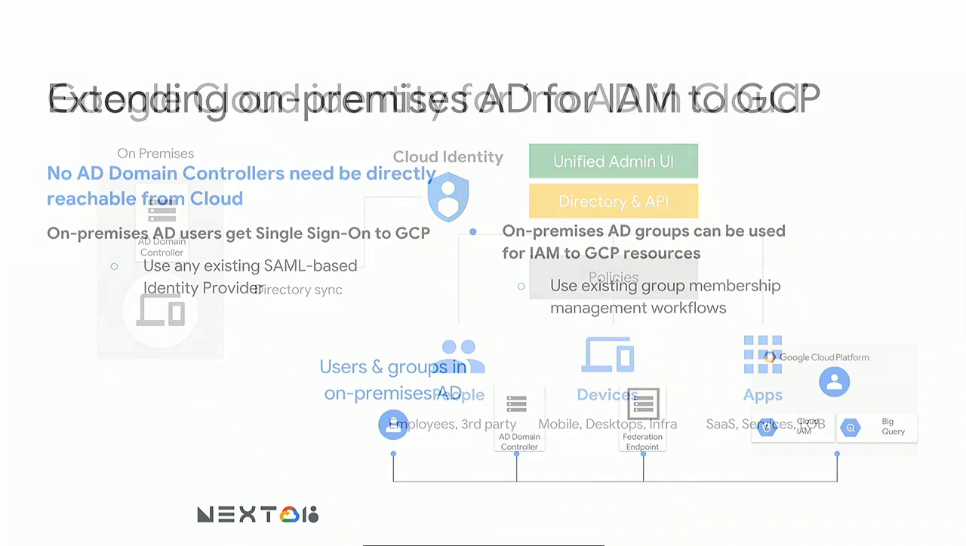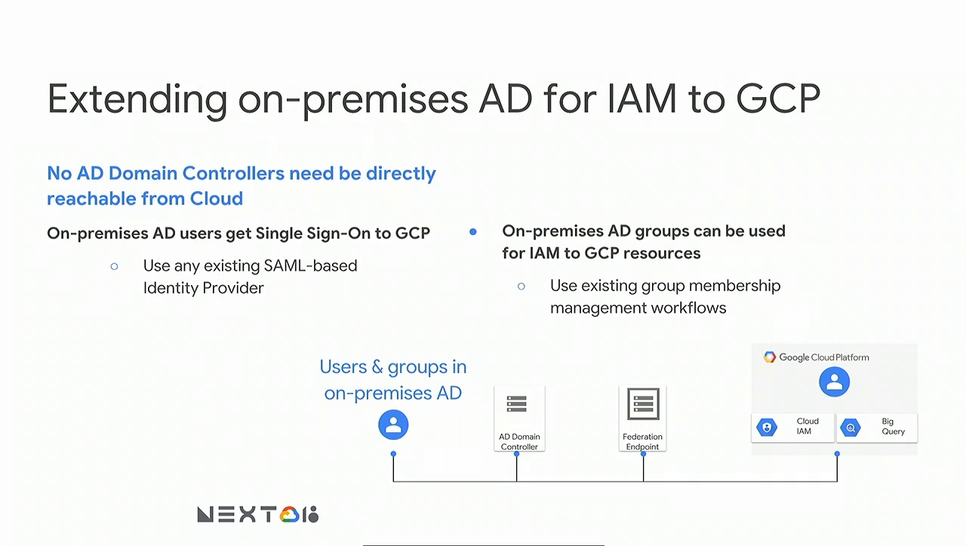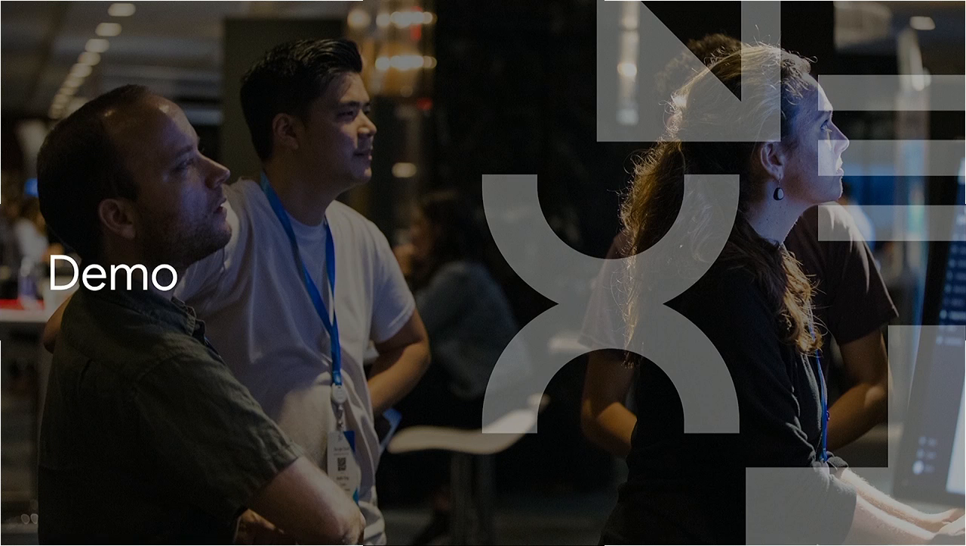And those 2 features are, A, it allows you to sync your users and groups from on-premises Active Directory onto a Google Cloud Identity domain. B, you can set up your Google Cloud Identity domain to indicate that you'd like the authentication of those users to happen with your on-premises federation endpoint. And by using these 2 features, you can have your users and groups from on-premises Active Directory be used for BigQuery or any other IAM in GCP. So let's take a look at that in this demo.